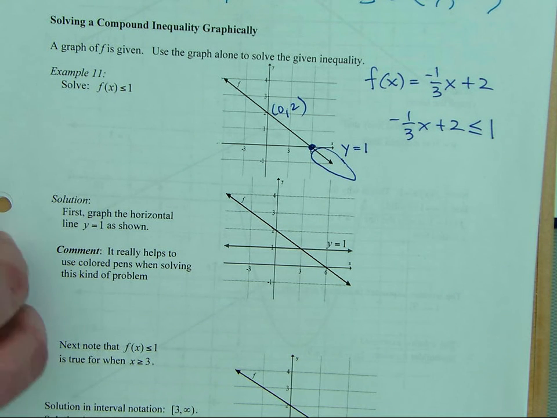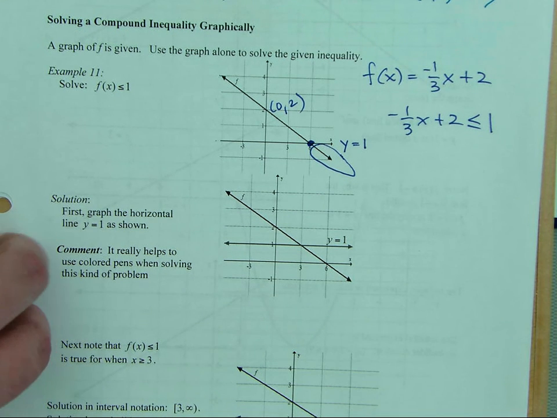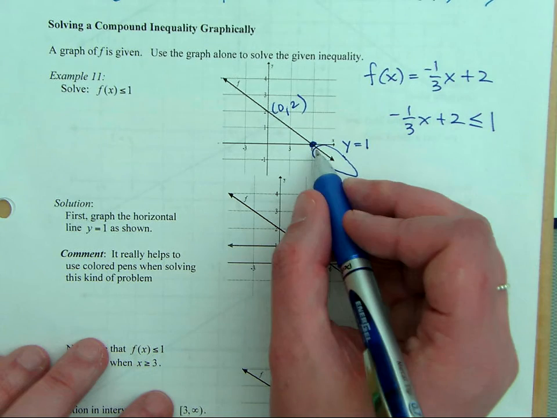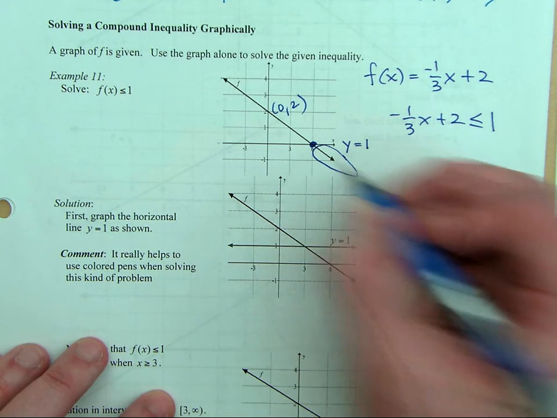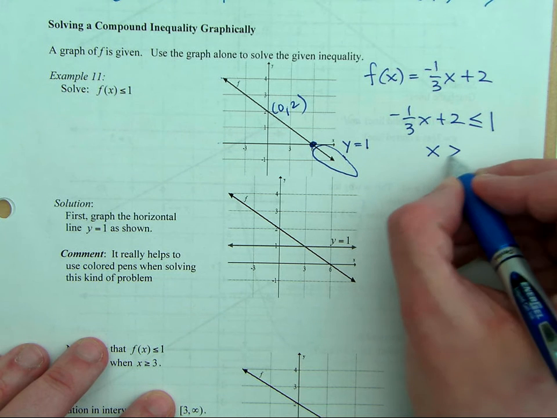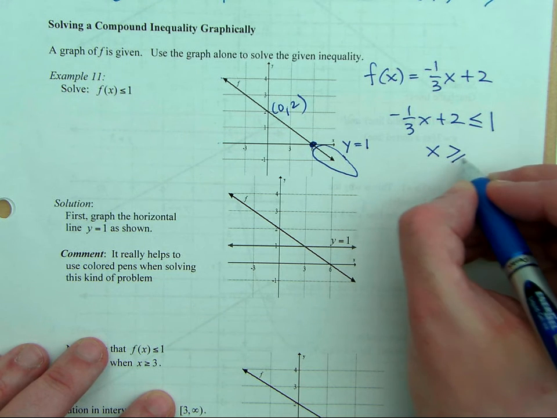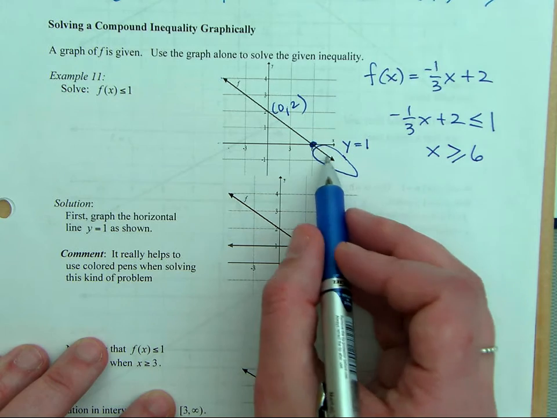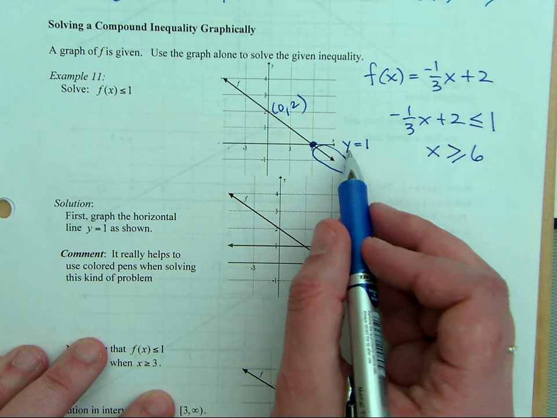So what would be our solution? Well, x here is equal to 6, so that would mean that when x is greater than or equal to 6, our line f of x is less than or equal to 1.